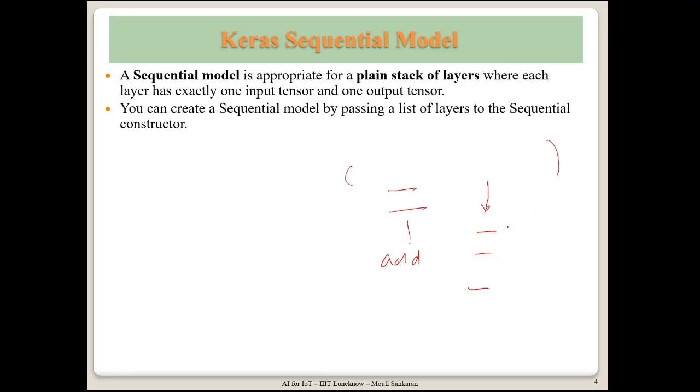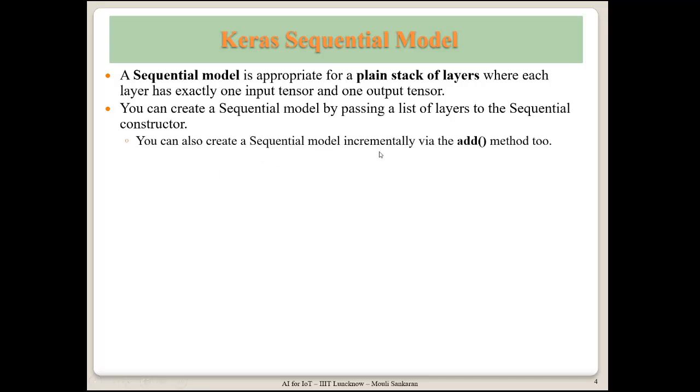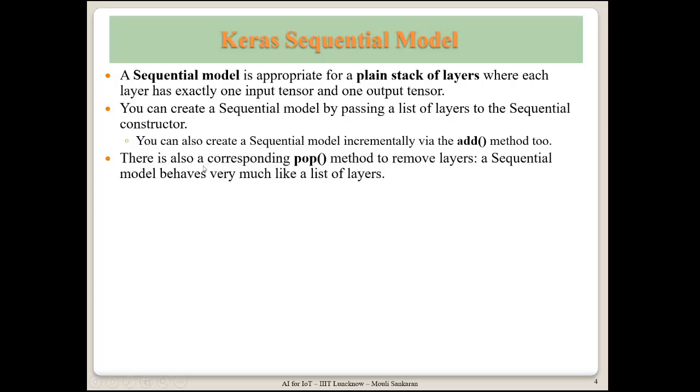Suppose you call add with 10 nodes, and then you call add with 20 nodes: 10 nodes will be here and 20 nodes will be here. Normally it will be expanding and then shrinking; this is how the normal layers form. Add means it will add next to the previously existing layer in the model. So you can also create a sequential model incrementally with the add method. There is also a corresponding pop method to remove a layer. I have not tried it out, but for completeness' sake, I have given it. Maybe you can try it out.